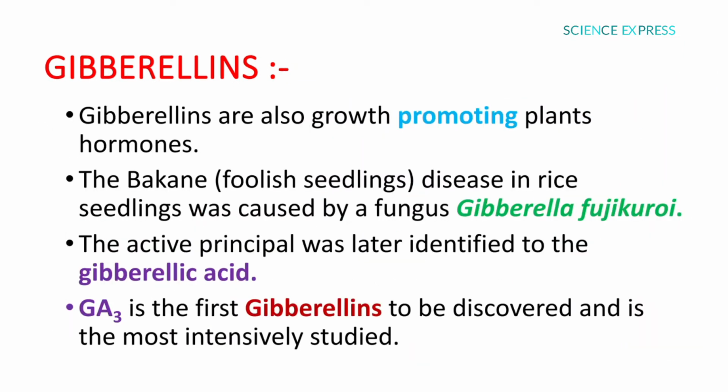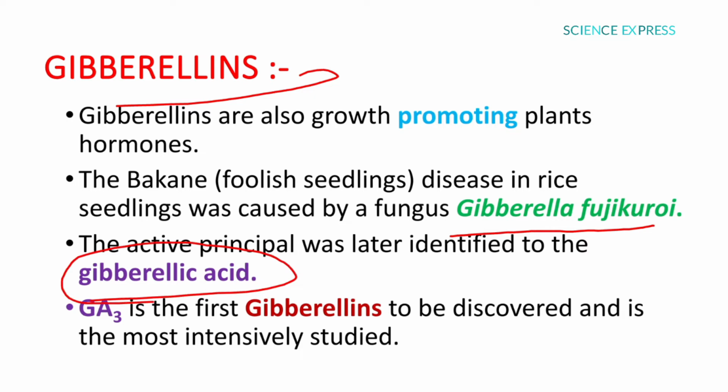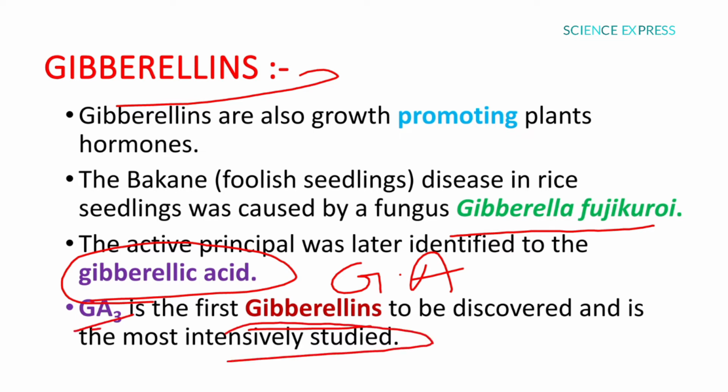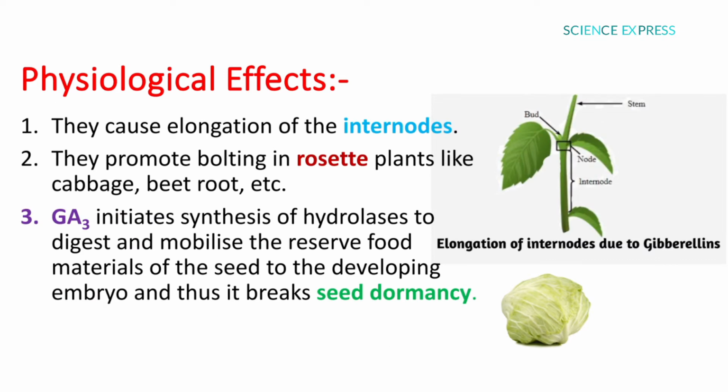Now another hormone, the name of the hormone is gibberellin. Gibberellin is also a growth promoting plant hormone. Gibberellin was mainly extracted from the fungus Gibberella fujikuroi. The active principle was later identified as gibberellic acid, or GA. GA3 is the first gibberellin to be discovered and is the most intensively studied. Clear? Near about 100 gibberellins are found, but GA3 is the most studied one.